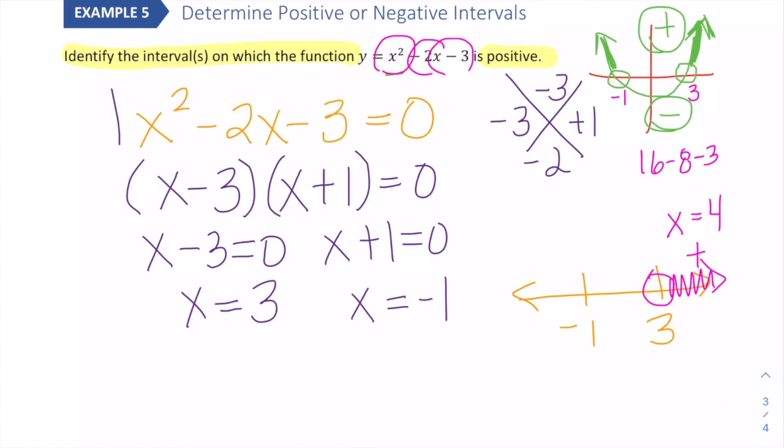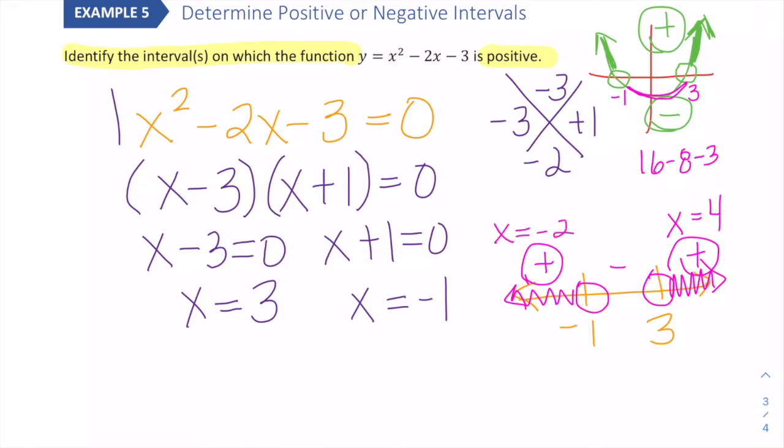We know that it goes below the axis between -1 and 3, so this is where it's going to be negative. And then we know it's going to be positive again, anything to the left of -1. And if you want to check, you could plug in another point, like -2. Because when x equals -2, you get -2 times -2, which is 4, plus 4 minus 3. And again, getting 5. So that makes it positive.